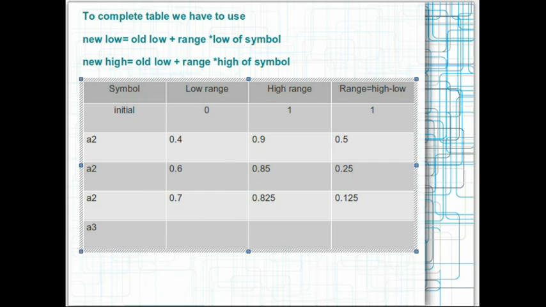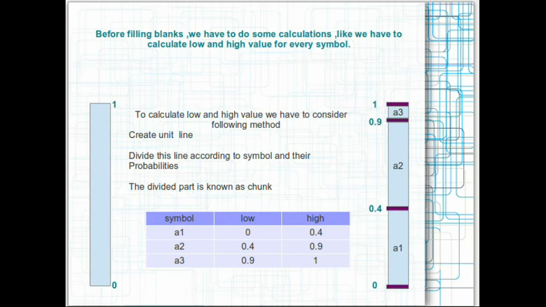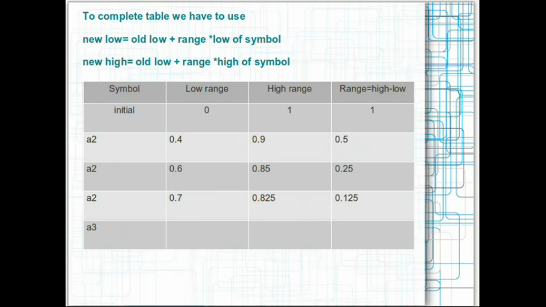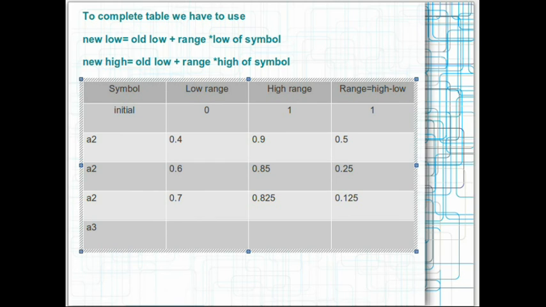Now the last symbol is A3. For A3, the old low is 0.7 and the range is 0.125. After putting all the values, now again there is a certain change. For A3, low of symbol and high of symbol are different. Look at the figure. For A3, low is 0.9 and high is 1. Therefore, put these values, be careful here, 0.9 and 1. Putting these values, we get 0.8125 as the low range, and high range equal to 0.825. That's all. No need to calculate the range here.